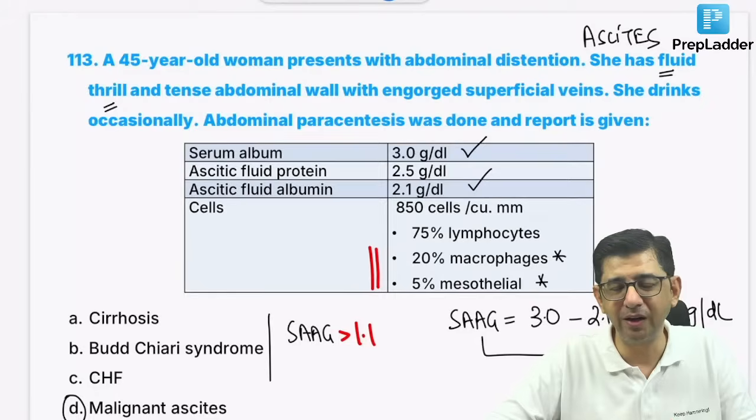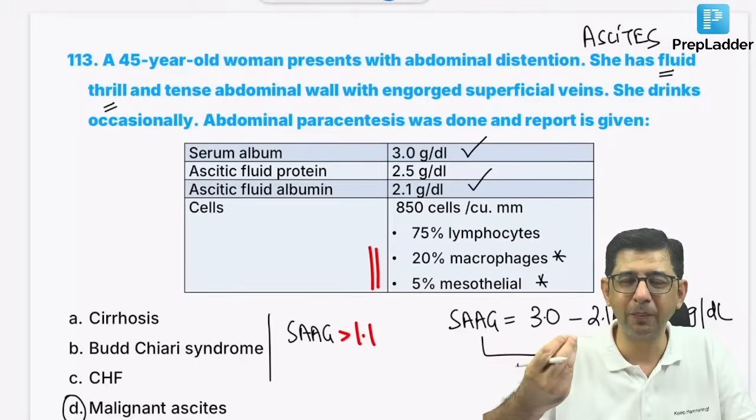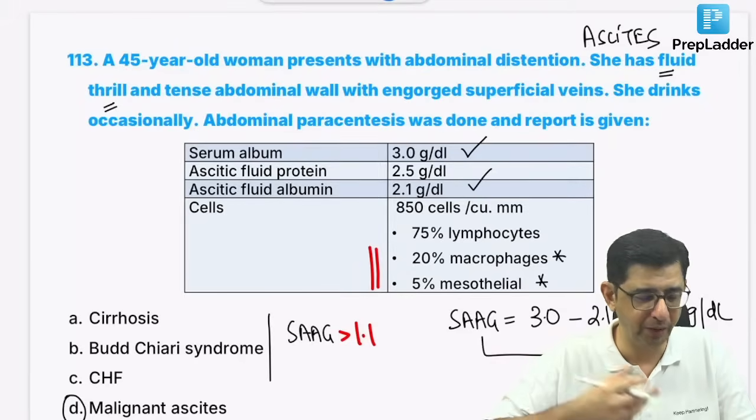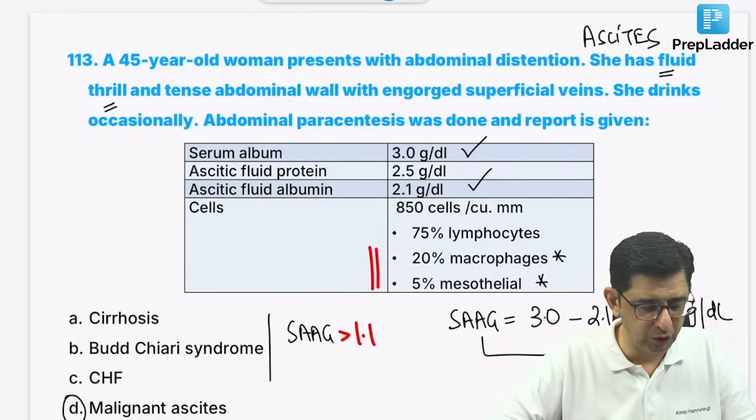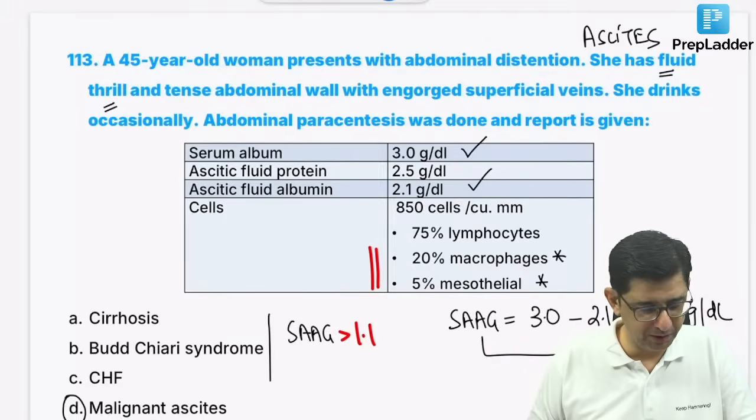Normally, the anterior abdominal wall superficial veins would not be prominent, and the umbilicus is everted. Like when water fills up, it's like a little water balloon, no? That water balloon is the everted umbilicus that you would have noticed. So the answer in this particular question would be option number D.